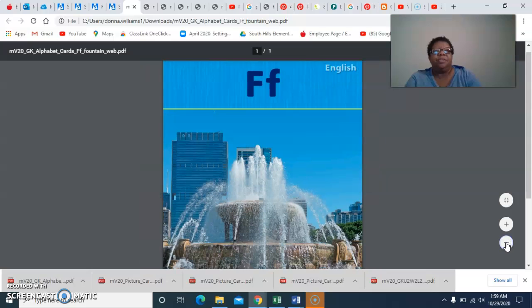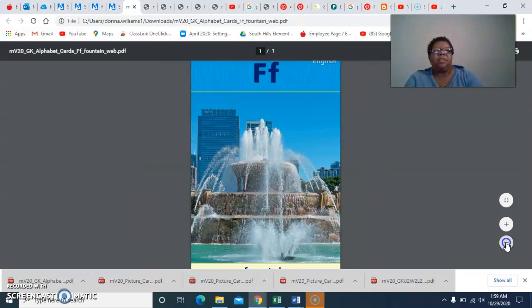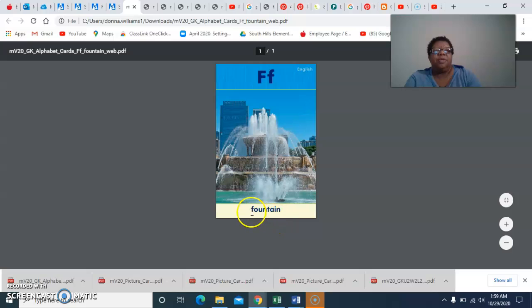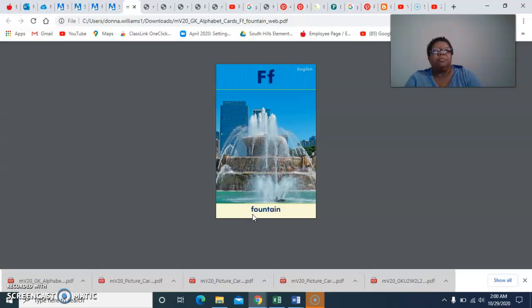We have a picture of a fountain, and there's the word fountain. And you see the letter F at the beginning of the word. Have any of you ever seen a fountain or got a chance to play close to a fountain or maybe in the fountain? Some places don't let you get in the water. Sometimes you have to just sit by it.